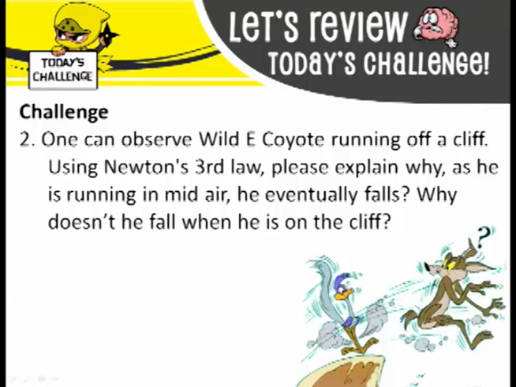Question number 2. One can observe Wile E. Coyote running off a cliff. Using Newton's third law, please explain why as he is running in midair, he eventually falls. Why doesn't he fall when he's on the cliff?